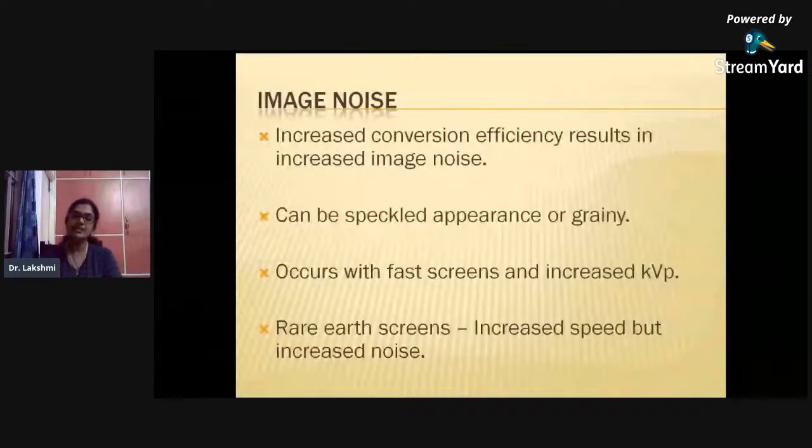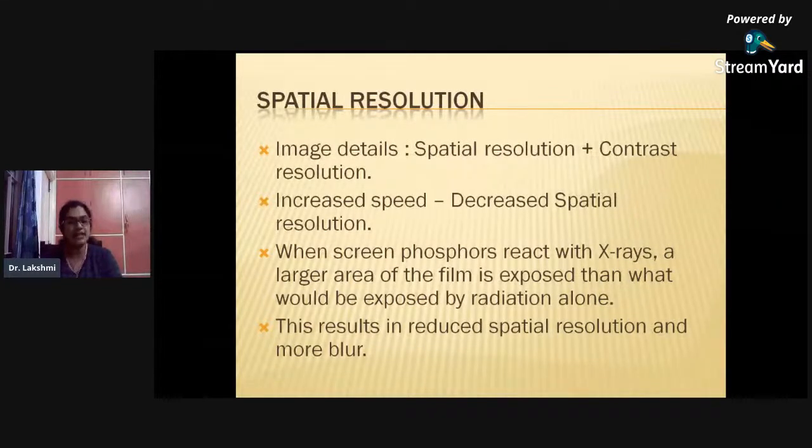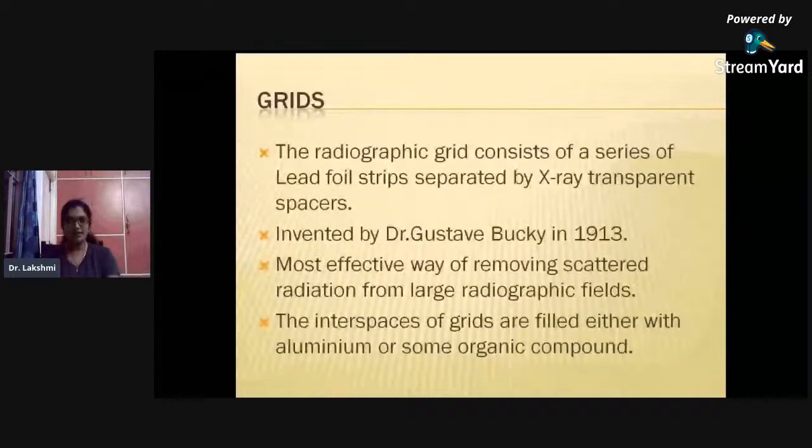Spatial resolution. Image details. Spatial resolution plus contrast resolution is the image detail. So increased speed means what? Decreased spatial resolution. When screen phosphors react with X-rays, a larger area of the film is exposed than what would be exposed by radiation alone. This results in reduced spatial resolution and more blur. Now coming to grids.